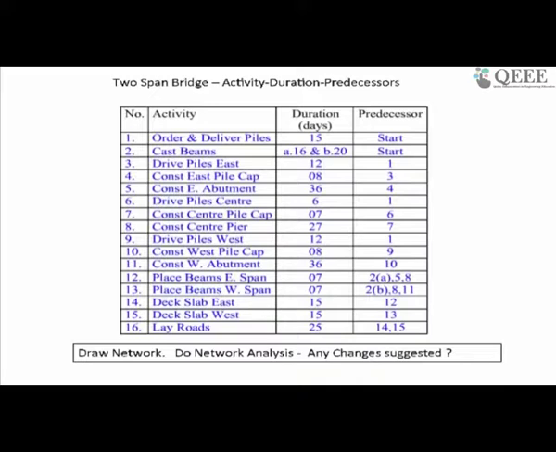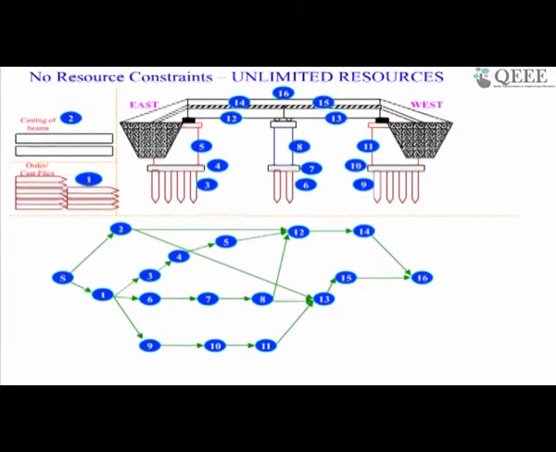We will take this up if the clarification comes. But if I now move forward with this problem, if I take these activities, durations and predecessors, and actually put them into an activity-on-node diagram, this is the node diagram I get.